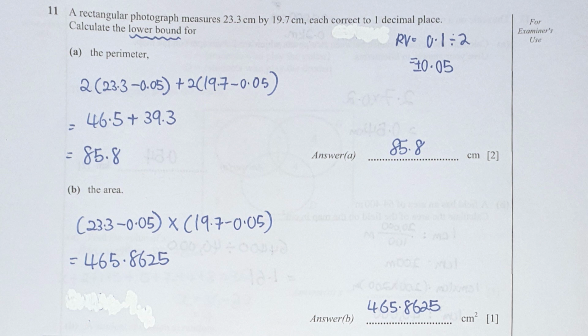So for the perimeter of the rectangle, you have 2 lengths and 2 widths. Hence, you can see I take the 23.3 minus 0.05 and multiply it by 2. Then add it up with 19.7 minus 0.05, then multiply it by 2 again to get your final result of 85.8.